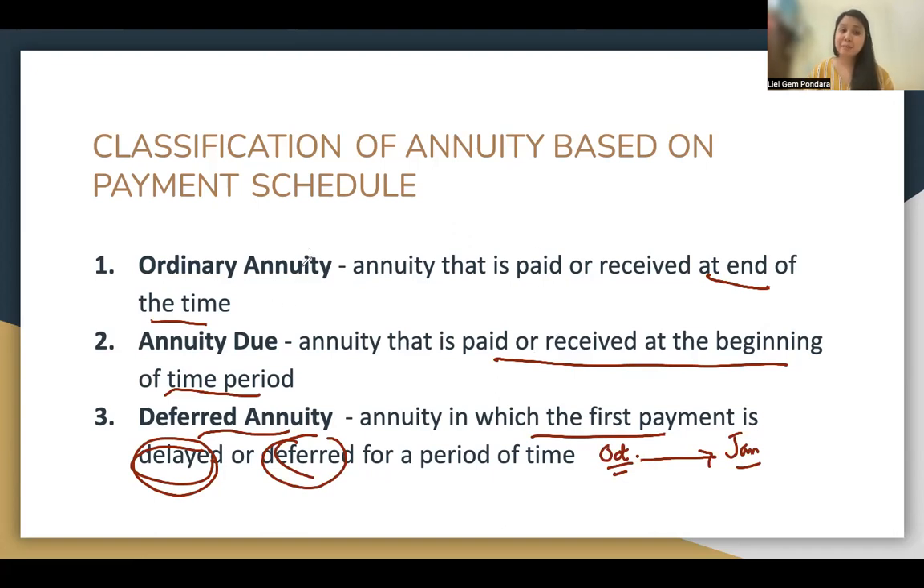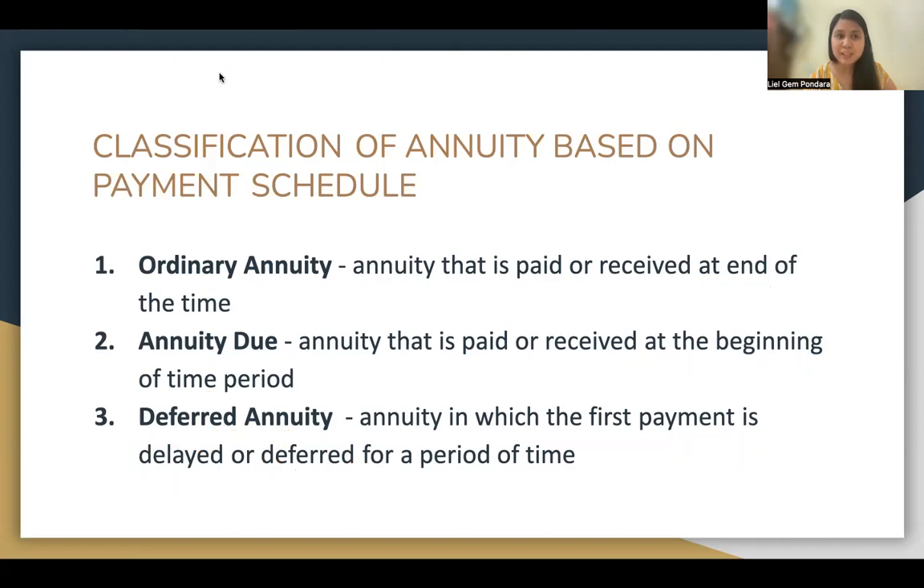Again, if the payment is given at the end, that's ordinary annuity. At the beginning, we call it annuity due. And if there's a delay in the first payment, only in the first payment, we call it a deferred annuity.